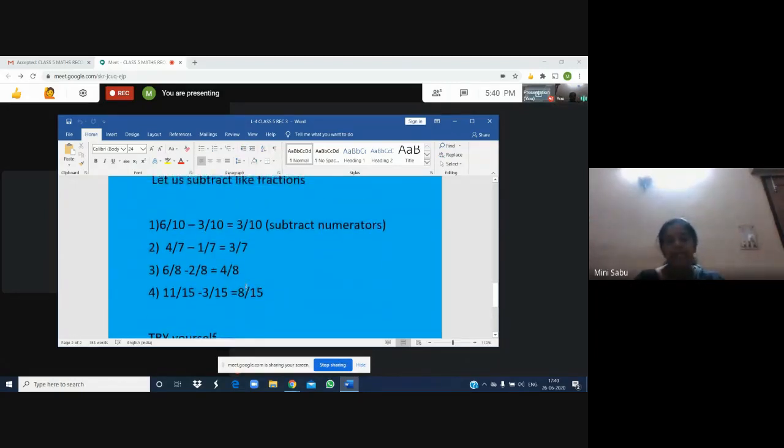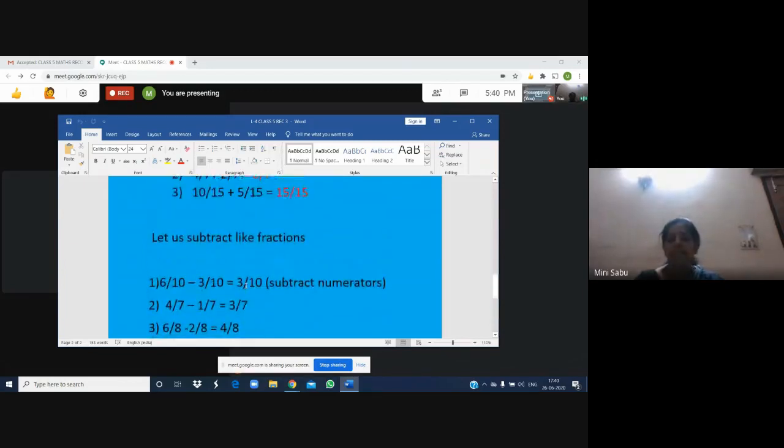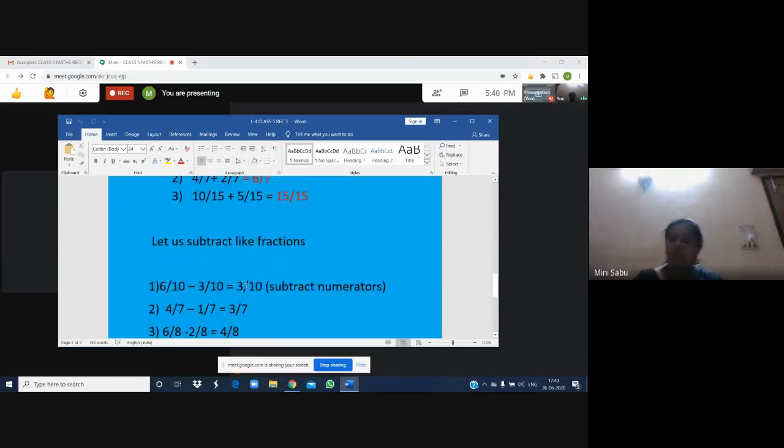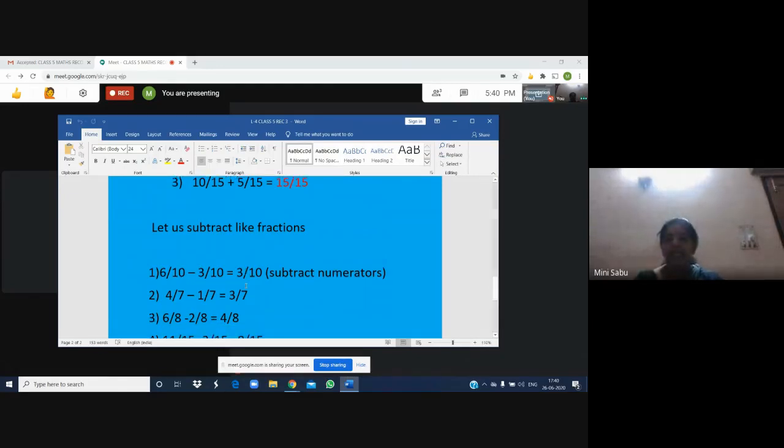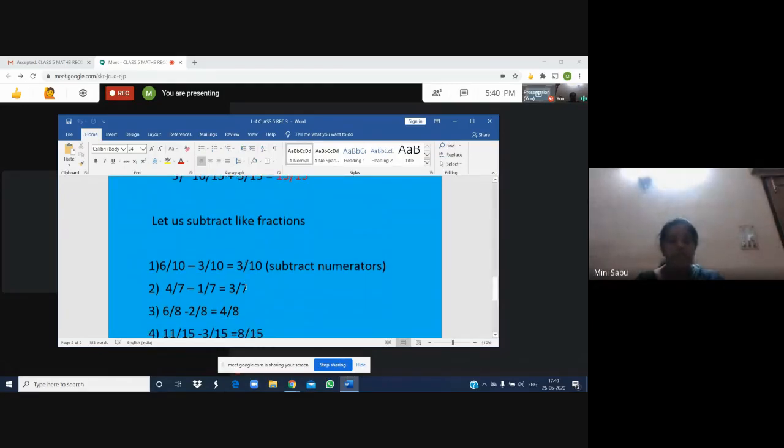So there is only one difference in addition and subtraction. In addition, we have to add the numerators, and in subtraction, we have to subtract the numerators. In both the cases, the denominator will remain the same. Will you add the denominators in addition? No. Will you subtract the denominators in subtraction? No. Only numerators will be added in addition and numerators will be subtracted in subtraction.